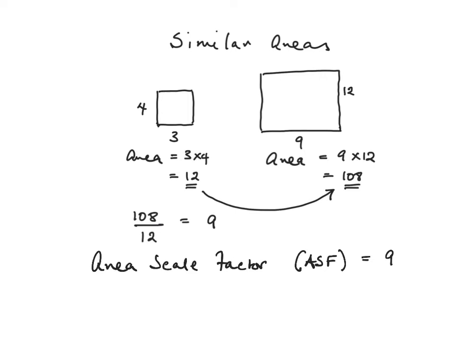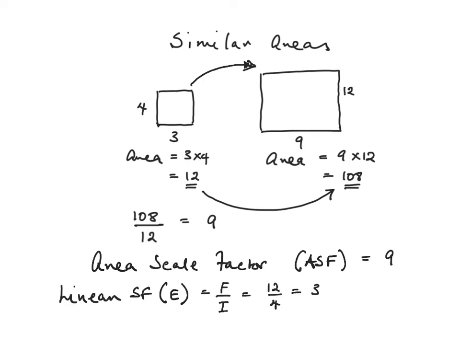Now what I'd also like to do is to work out the linear scale factor, which is the scale factor we've been using. We just didn't have the word linear in front of it. So the scale factor. Now, formula is final over initial. So let's take the 12 and the 4 as corresponding sides. 12 over 4 equals 3. So we have a linear scale factor of 3 and an area scale factor of 9.